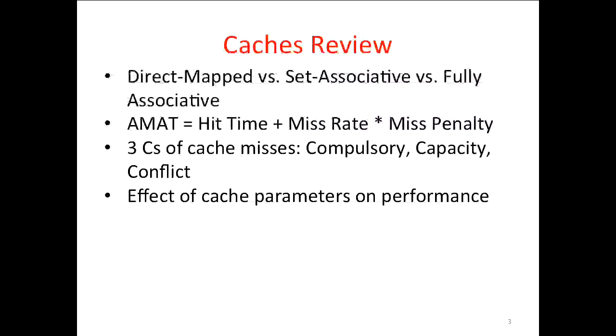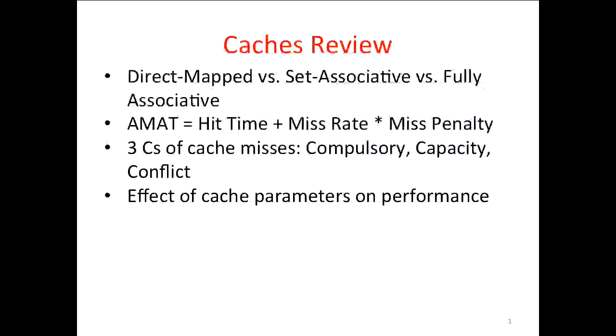Just to review what we did last time, we talked about cache organizations: direct map versus set associative versus fully associative. We introduced a time model of how long a memory access takes on average when you have a cache, the average memory access time. The simple formula is the hit time plus the miss rate times the miss penalty. We also talked about categorizing the causes of misses: compulsory, capacity, or conflict misses.